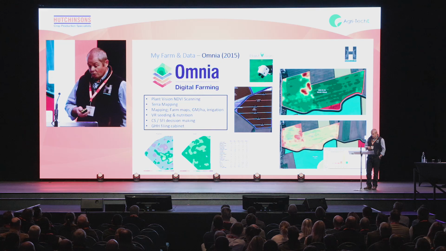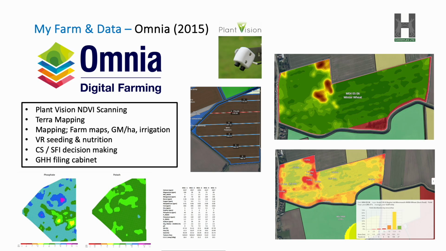The next program that we use, you're probably more familiar with. So Omnia, we became a test farm in 2015, and we mainly used it at the start for helping us do variable rate drilling maps. We use the Plant Vision system where we're scanning the crops with little cameras on the sprayer. Satellite imagery isn't always available, so it meant that our own data was. And then we used that in the Omnia program to build up variable rate seed maps, and more recently we've gone to variable rate nutrition.